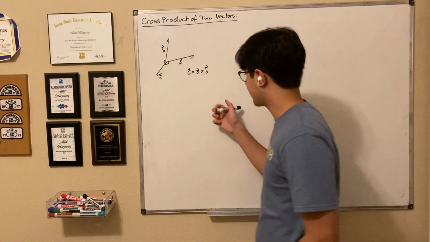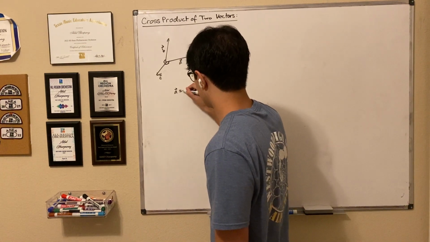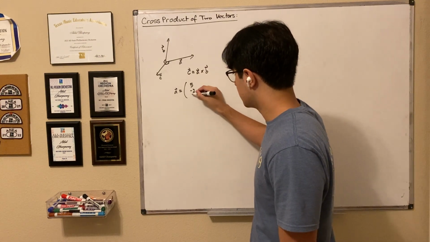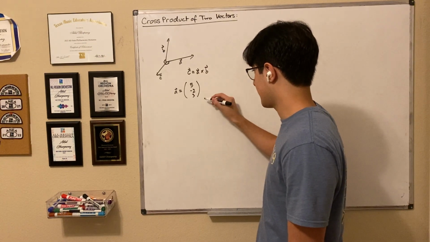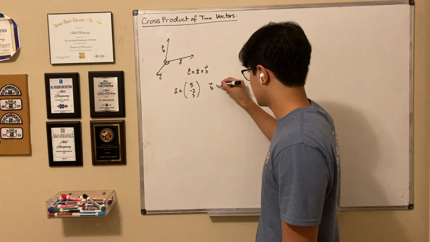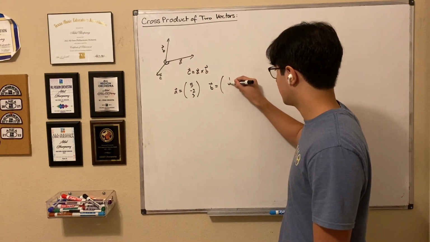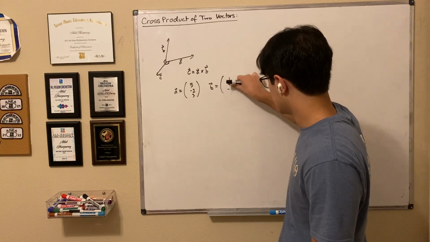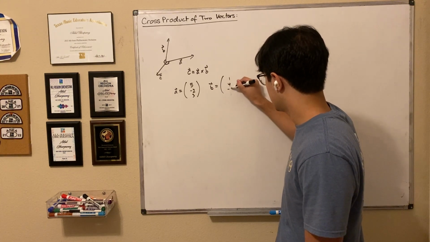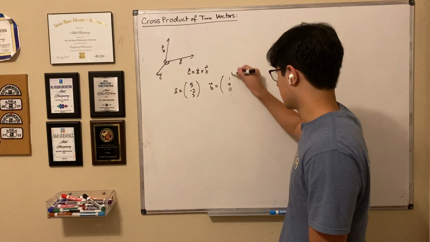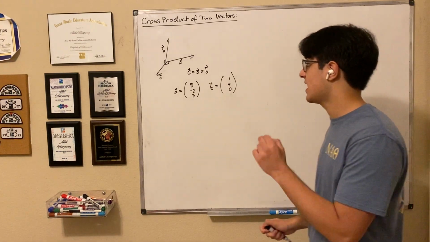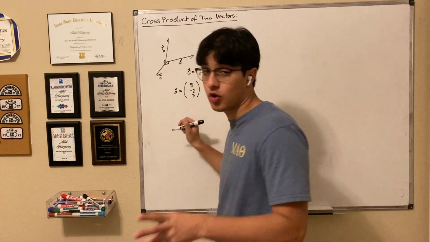So let's say we're given the vector A. Let's say we're given the vector 5, -2, 3 for A. And then vector B is going to be 1, 4, 0. So here's what we're going to do. We need to compute what A cross B is.